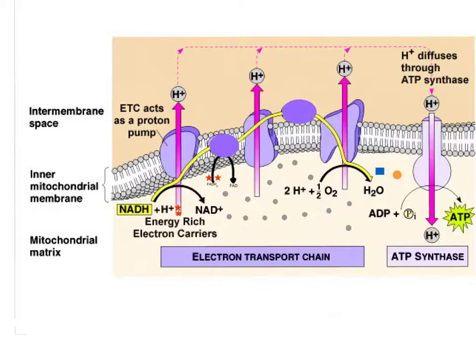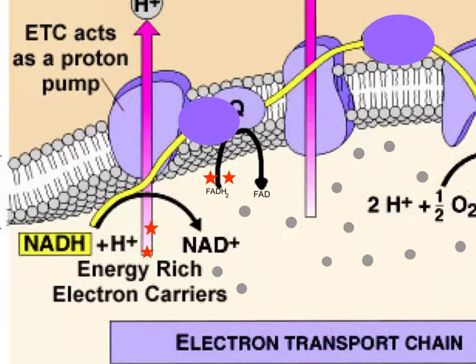10 NADH and 2 FADH2 made in glycolysis and the Krebs cycle make their way to the electron transport chain. 1 NADH transfers its electrons to the first protein complex, NADH dehydrogenase. Coupled with this transfer is the pumping of protons to the outer membrane space.